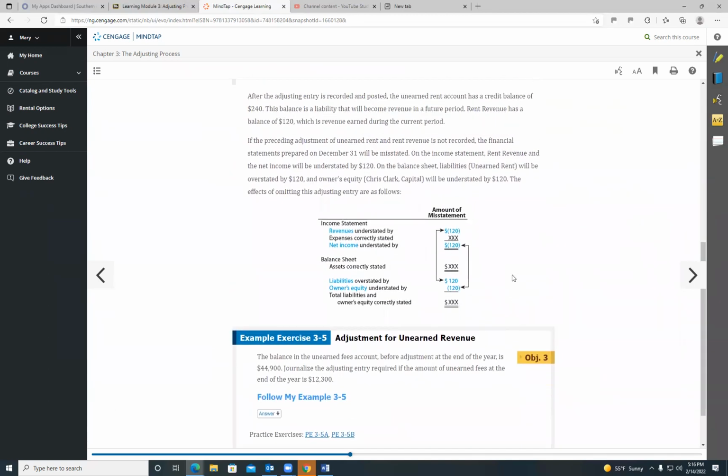Now, of course, if we had not taken it out of unearned into earned revenue, then our revenue would be understated, which means our net income would be understated. And because unearned revenue is a liability account, our liabilities would be overstated and our equity would be understated.